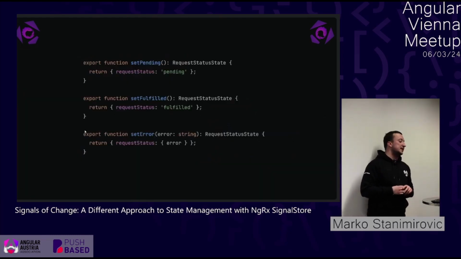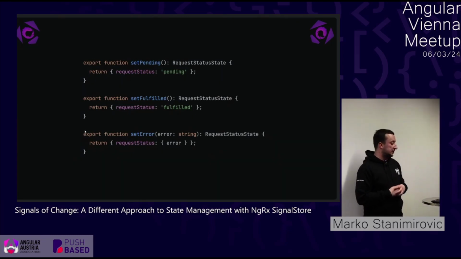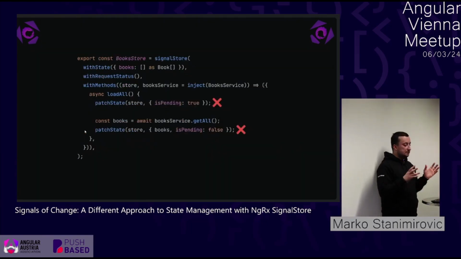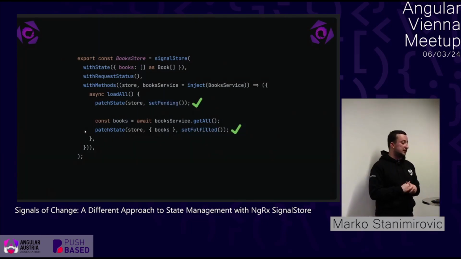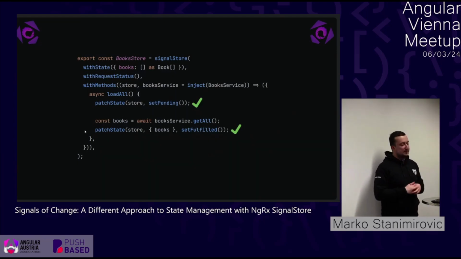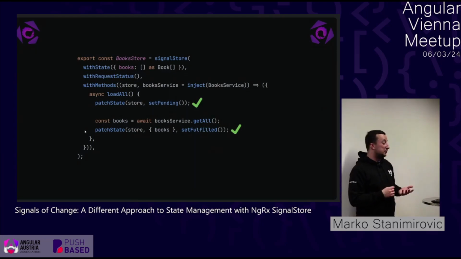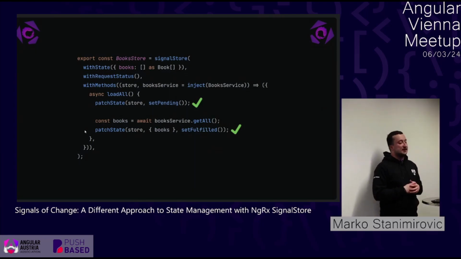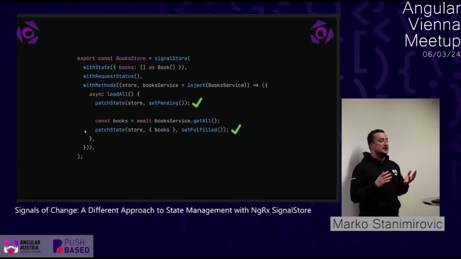Then we can define custom updaters, setPending, setFulfilled, and setError, for the request status feature. And instead of updating the state of the SignalStore like this, we can use these reusable updaters. I mean, in case of request status, it's not a big difference, of course. It's maybe just an overhead because we have only a single property, but it can bring a significant benefit when we manage some CRUD operations, which we will see later.